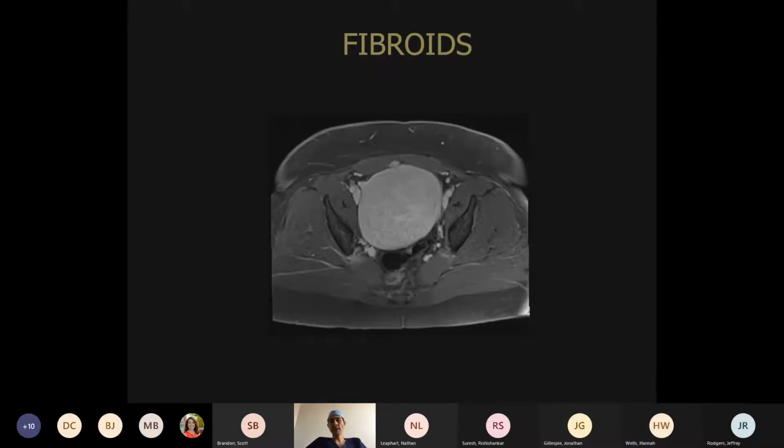We also treat benign lesions. This is a patient with fibroids. Fibroids, as you will learn, are benign uterine tumors that can have a lot of symptoms. They can bleed, they can cause pain. One way to treat is taking the entire uterus out, but sometimes patients don't want to have the uterus out, and it's also a more invasive way to treat, with a long recovery time. So we can do what we call fibroid embolization. So go to the next slide.